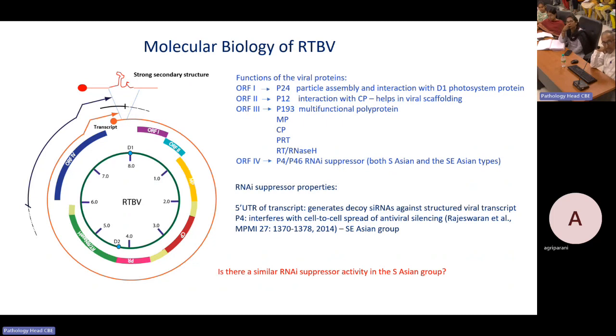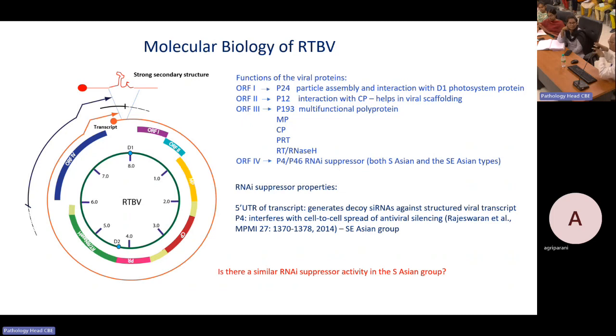What is shown on the top is the 5' end of the transcript in red. And the transcript there has a strong secondary structure. This is common in most of the transcripts in pararetroviruses. This was published in 2014, Rajeshwaran et al. I think Rajeshwaran was a product of Dr. Venkatani's lab, and he was then working in the USA, and this came out from Switzerland. They showed that this transcript degenerates, they call it decoy siRNAs. So plenty of siRNAs, small interfering RNAs, are generated from there. So the plant RNAi system gets pulled.